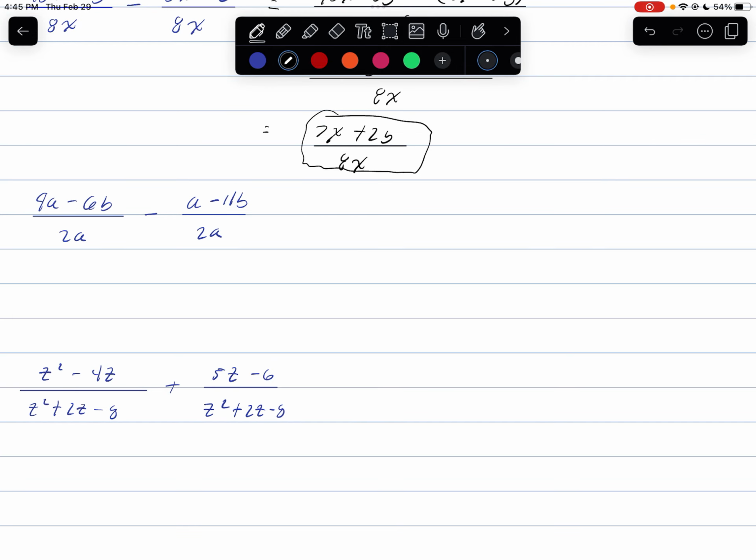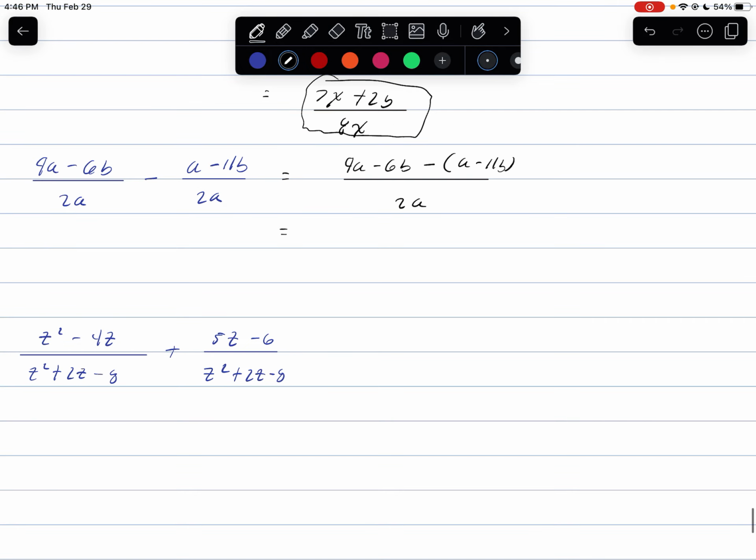Okay, let's try another one. Here we have (9a minus 6b) over 2a minus (a minus 11b) over 2a. Again, we know they have a common denominator, so we can write this as one fraction with that same denominator. So we have 9a minus 6b minus (a minus 11b). Just like last time, all we have to do is simplify the numerator. So we have 9a minus 6b minus a, and then minus a negative 11b is plus 11b. This is all over 2a.